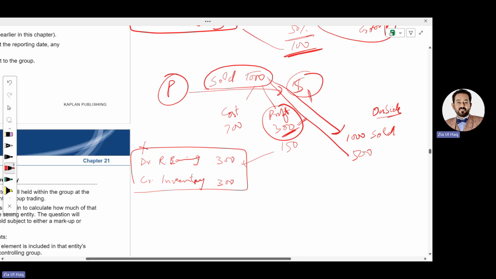If 75% of this 1000 inventory has been sold outside the group, 75% is 750. This means only 250 inventory is left. So 75% of the profit is realized, and only 25% is unrealized. What is 25% of 300? It is 75. We need to pass this entry for 75. How to calculate 75? 300 into 25%, that is the unrealized part. Can you understand this concept?